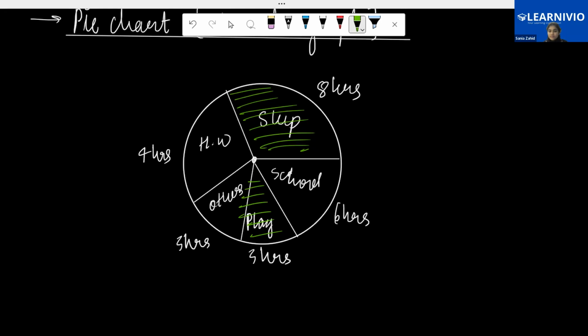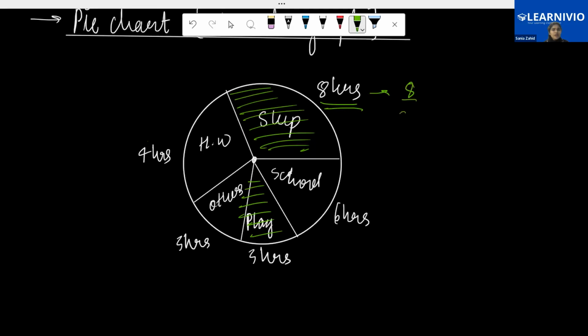First, ma'am, we can do that if we have the angle. No, I'm not going towards that thing. I'm not talking about angle. I'm asking you, like I say that sleep is for 8 hours. So what is the fraction of hours that the student is sleeping? 8/24. 8 by 24. Very good.